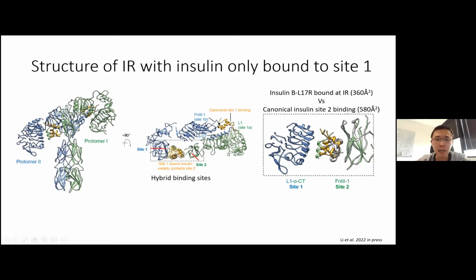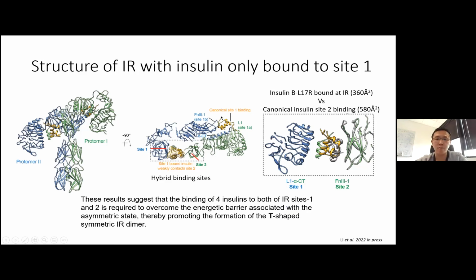So actually, all the data suggest so far that if there's binding of insulin to both Sat1 and Sat2, the receptor forms the T-shaped symmetric conformation. But if there is only the Sat1 binding, most particles are trapped in this asymmetric conformation. That suggests binding to both Sat1 and Sat2 is required to really overcome the energetic barrier associated with the asymmetric conformation. And therefore, Sat1 and Sat2 binding together is important to promote the formation of the T-shaped symmetric conformation.